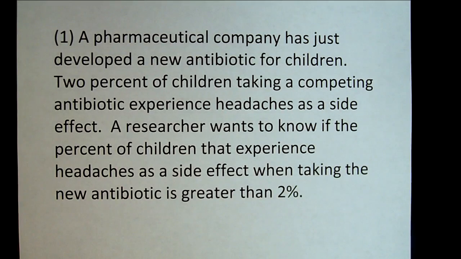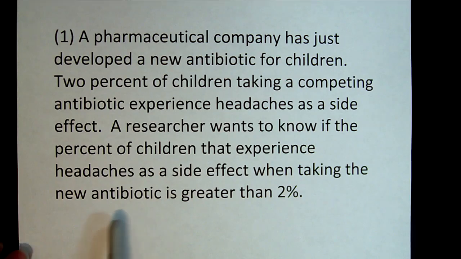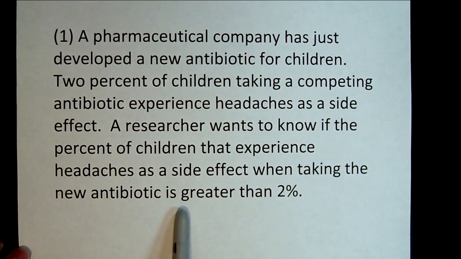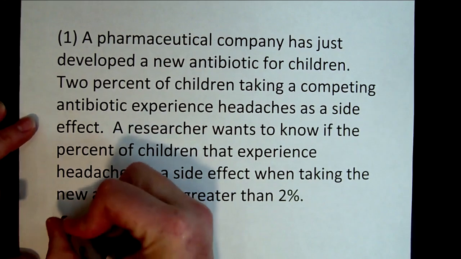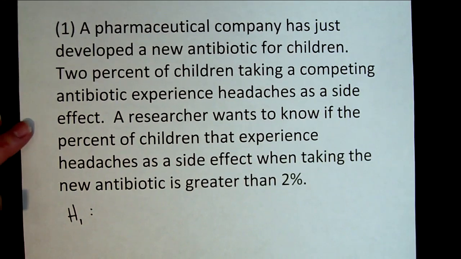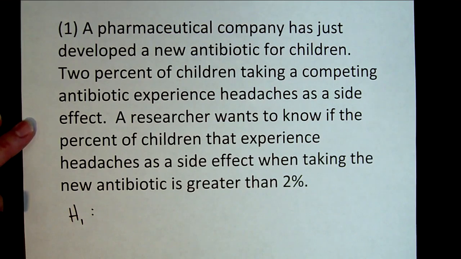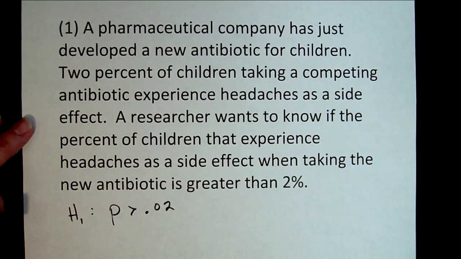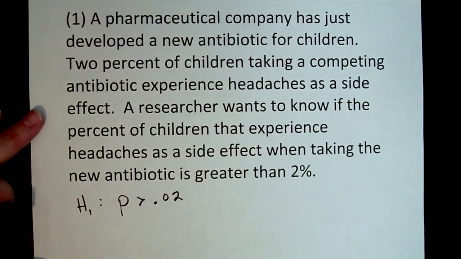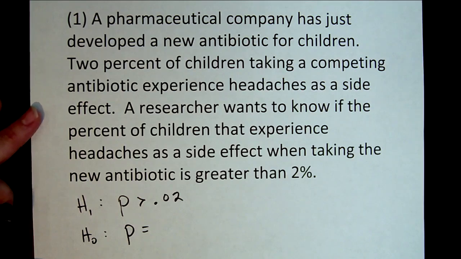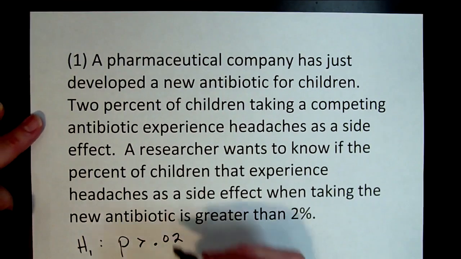Welcome back. So let's figure out what the hypotheses are in these examples. Researcher wants to know if the percent, that's the same as a proportion, really is greater than 2%. So the statement that the researcher wants to investigate is always your alternate hypothesis. So this is that proportion is greater than 2%. Of course, we put our percents in decimal form.